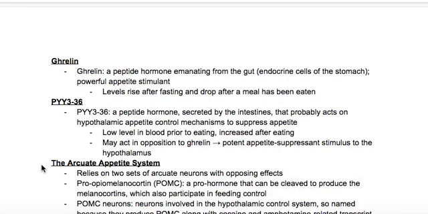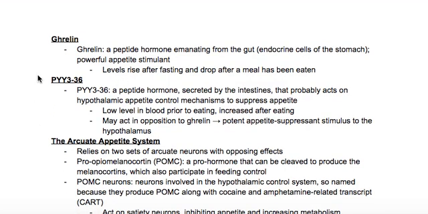The next section is ghrelin. Ghrelin is a powerful appetite stimulant. This is apparent through the levels rising after fasting, and they drop after a meal has been eaten. In opposition to this, PYY3-36 is an appetite suppressant. This is apparent by its low levels in blood prior to eating, but then it's increased after eating.